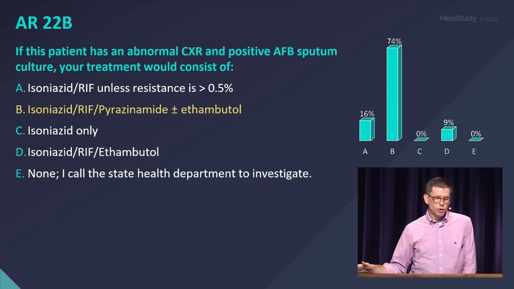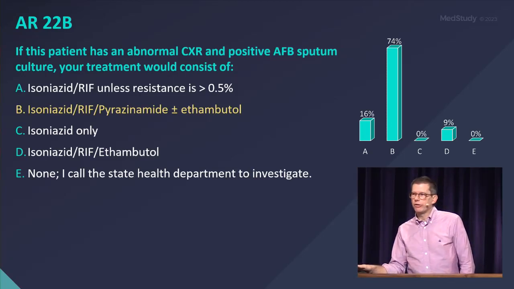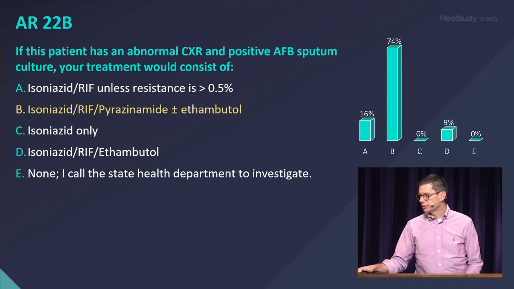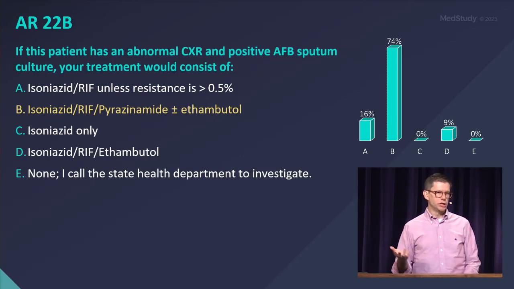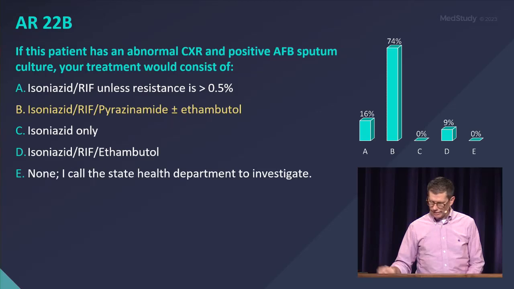And the answer E, you would treat, but you would also call the state health department so they can investigate from a public health standpoint, right? The kid gets TB from an adult, so they need to figure out who the adult is the kid got it from.